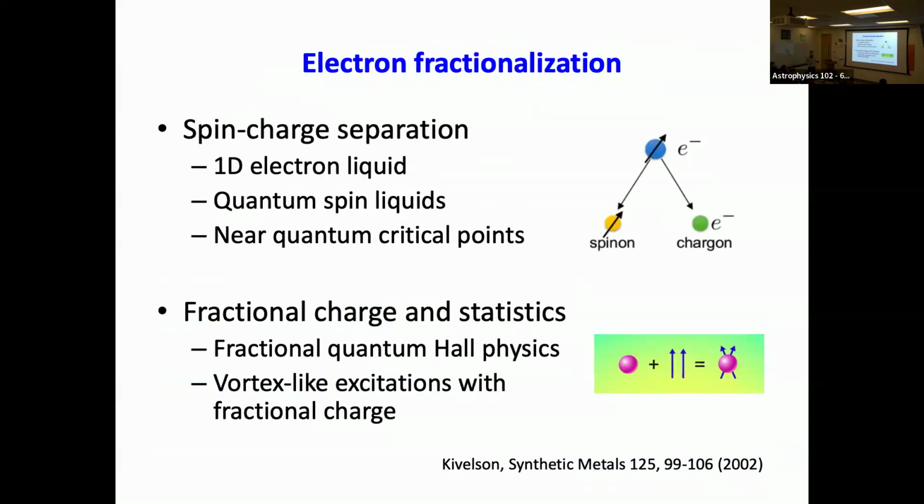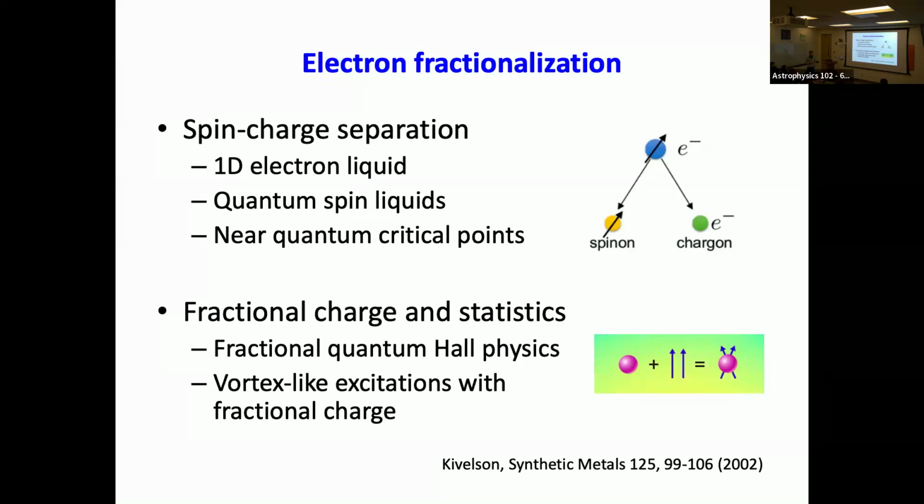But first, a very general introduction to electron fractionalization. There are two types that I know of. The first type is spin-charge separation. We split the electron into a spin-carrying part, the spinon, which carries spin but no charge and is a fermion, and a charge part, the holon, which carries the electron charge but no spin and is a boson. It's expected to occur in 1D electron liquids, quantum spin liquids, probably with no experimental realization yet, and also probably near some quantum critical points.